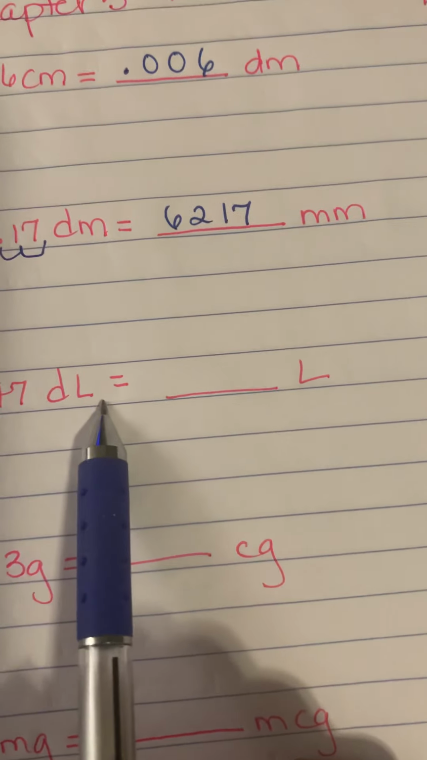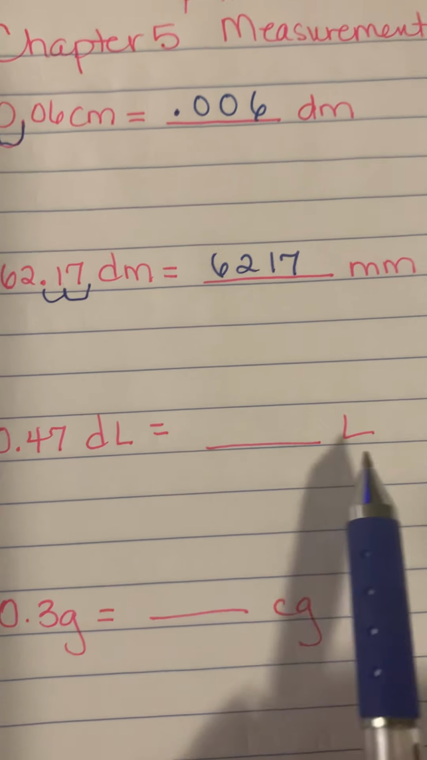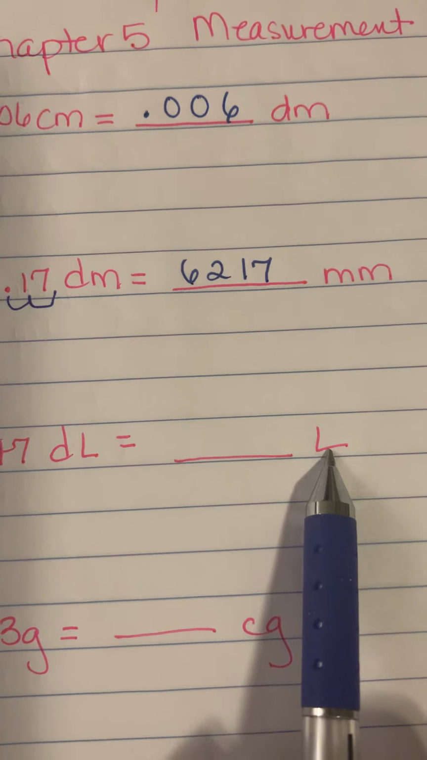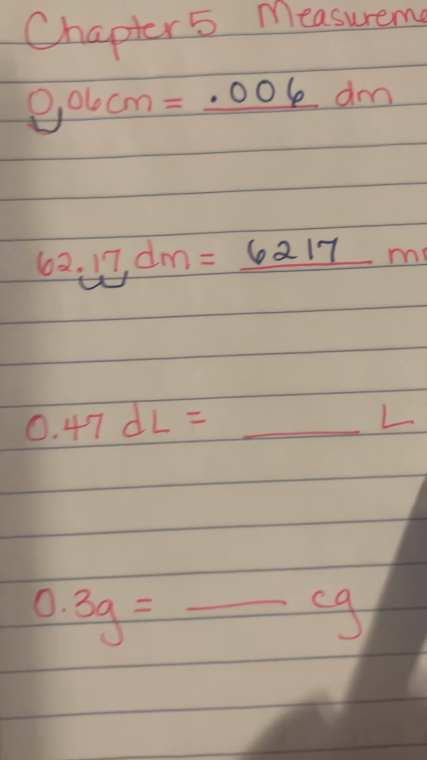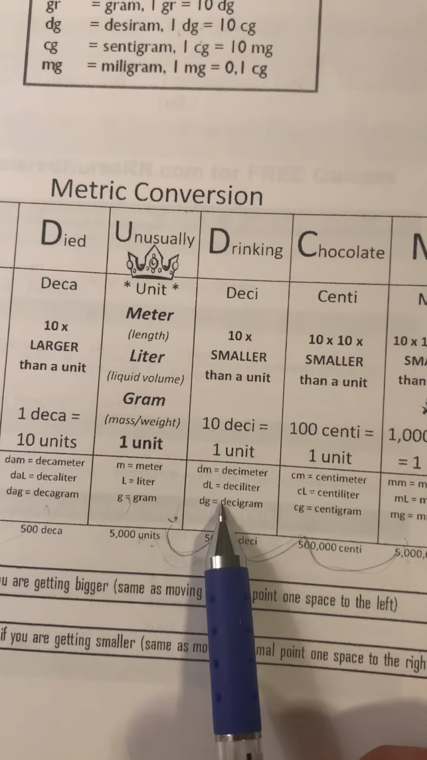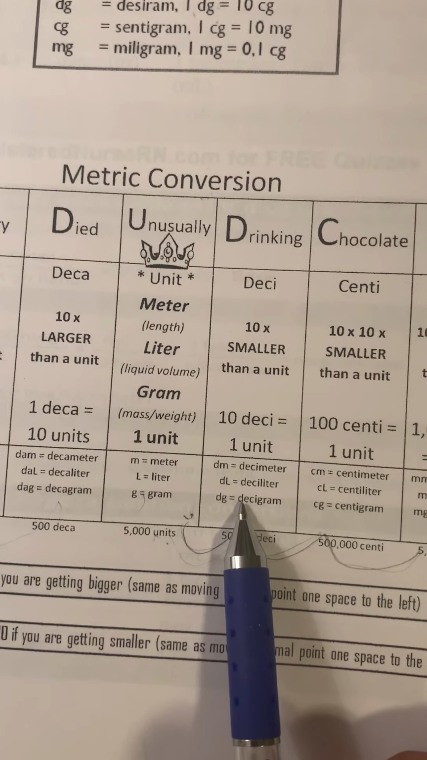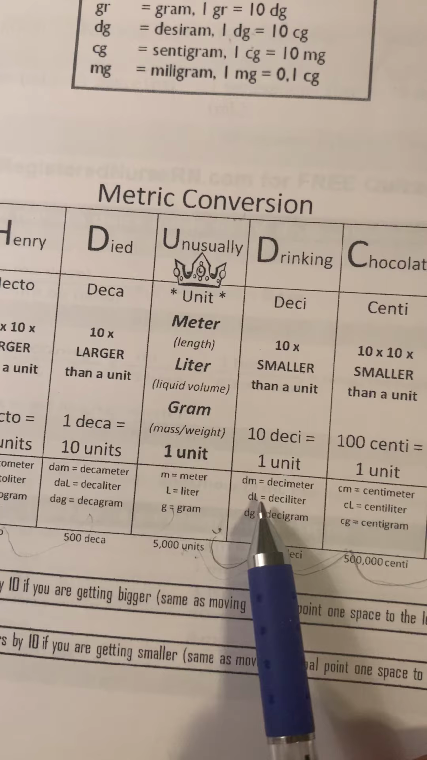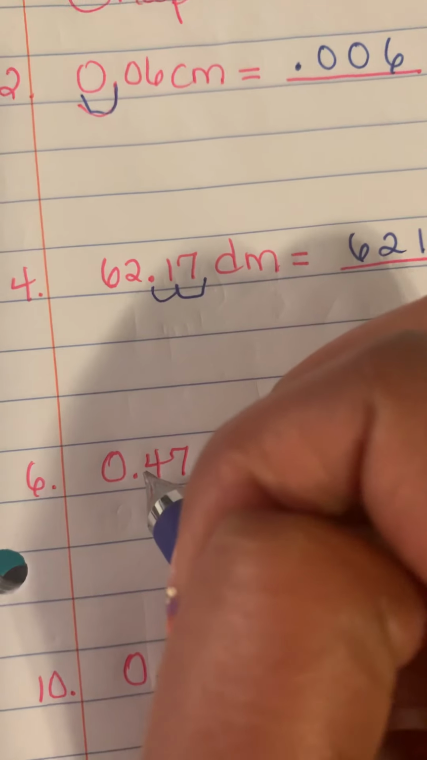Okay, I knew you guys were going to get this. All right, DL, deciliter to liter, like a liter drink. Deciliter to liter. So DL is here, to L, which is liter. What I need to do is slide back to the left one time. So I'm here, slide back to the left one time. So this is 0.047.